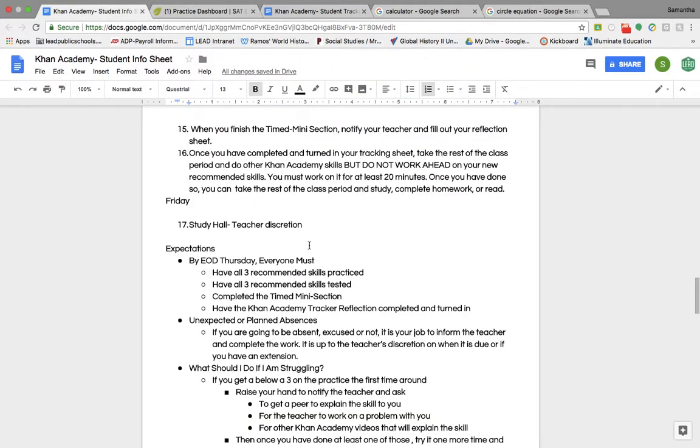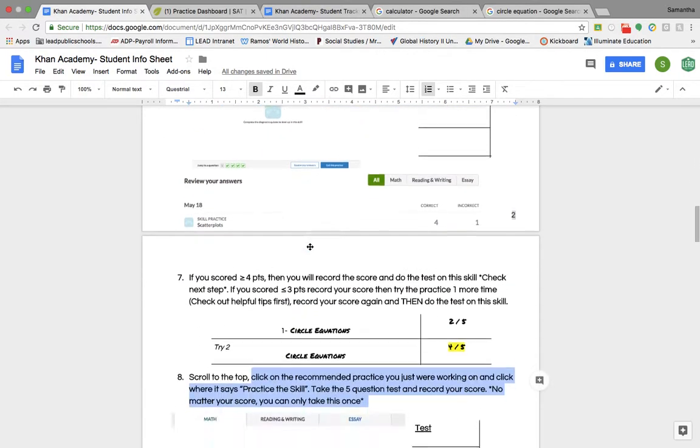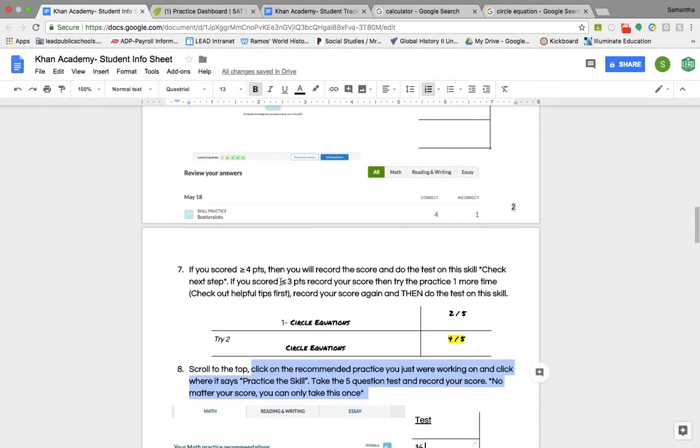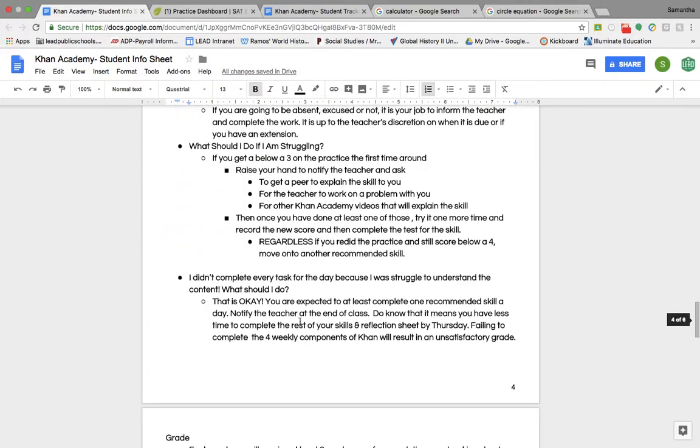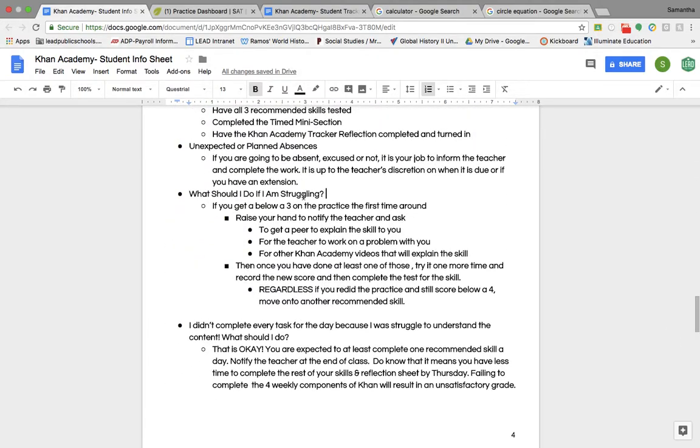If you go back to step 7, it says if you scored less than or equal to 3 points, record your score, then try the practice one more time. Check out helpful tips first. If I scroll down here, we've actually looked at this. What should I do if I'm struggling? If you get below a 3 on the practice the first time around, you need to, number 1, raise your hand to notify the teacher and ask to get a peer to explain the skill to you. Maybe you're going to ask somebody next to you who is good at that skill, hey, I need your help. Help me out. That's fine. Or you're going to ask for the teacher to work on the problem with you.